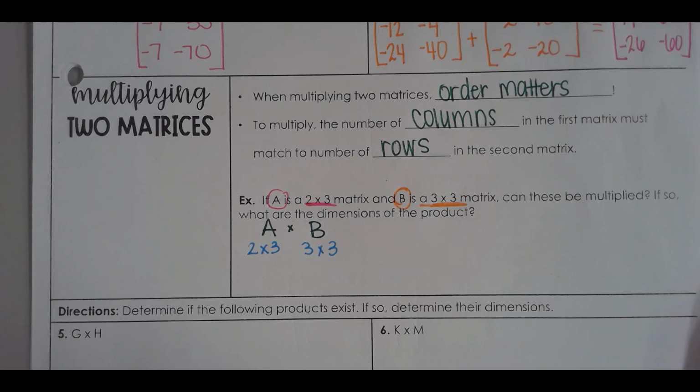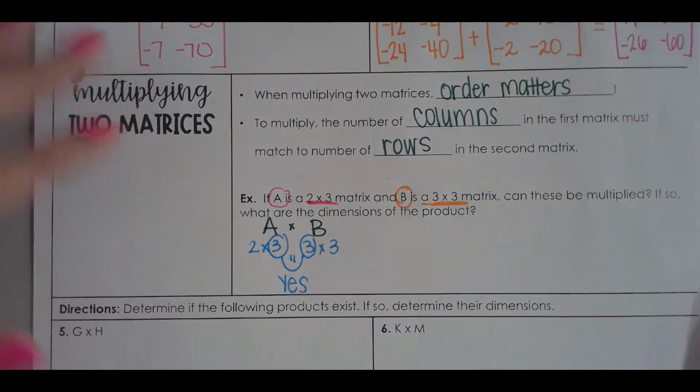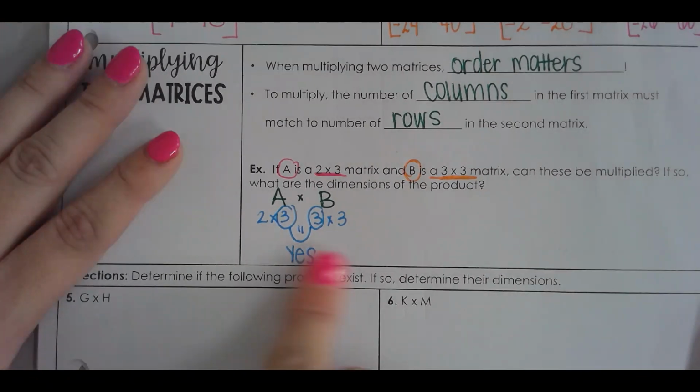These middle numbers, and if they match, you can draw a smiley face. Do they match? You can actually do it. I can type an answer. Something else that's really cool is that just by this, I can tell what my answer will be.